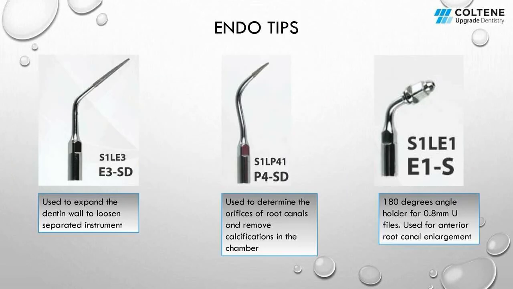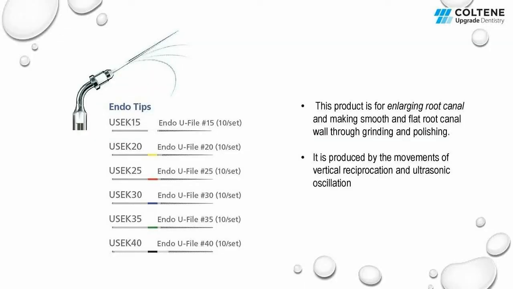We all know how file separation can be a very complicated procedure in our clinical practice. So we have this E3SD tip which can be used to loosen the instrument in the canal and retrieve it. We also have the P4SD which can be used to remove calcifications in the chamber and also explore the orifices of the canals. And we have the E1S which holds the U instruments. U instruments are described in a separate slide, and these are some of the very good instruments that can be used with ultrasonics. So these files are known as U files.